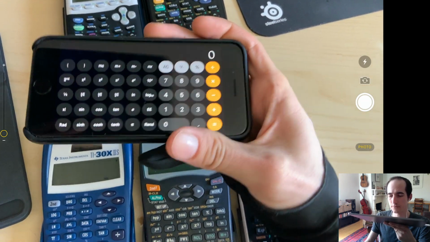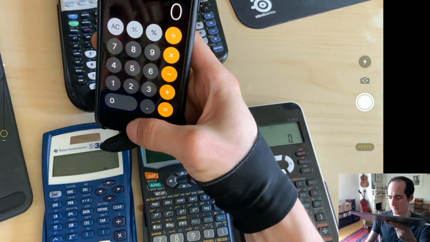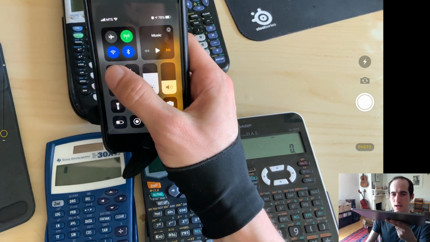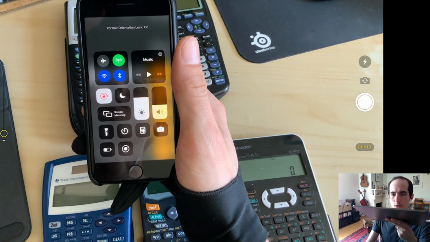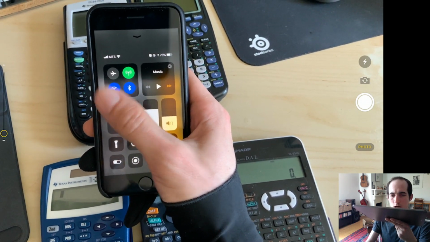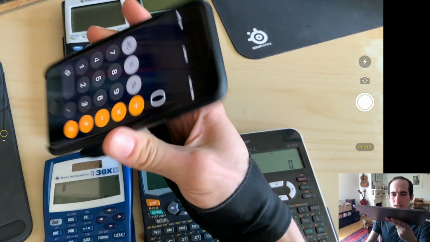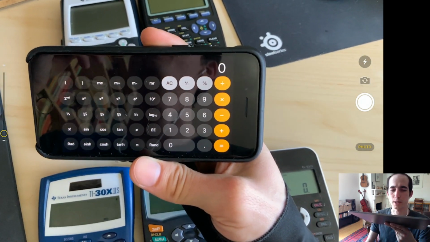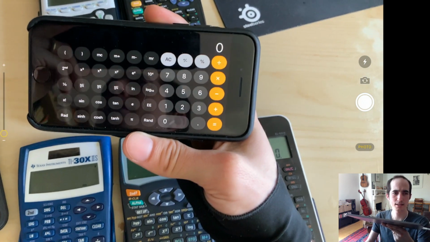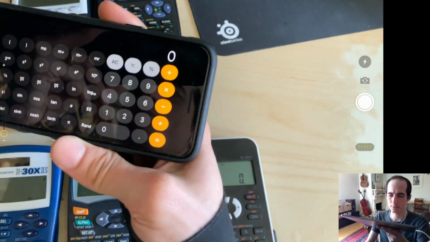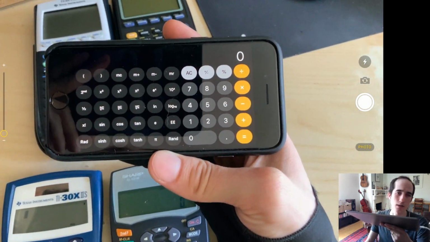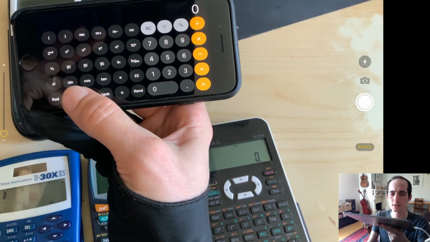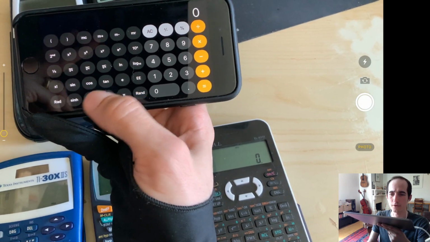You have to make sure that on your lock screen the portrait orientation is not locked. So you have to unlock that, and then when you rotate your phone, it'll automatically show a whole bunch of new buttons. And I think it's a similar story for Android, but I stand to be corrected. I'm pretty sure Android lets you take the sine of numbers as well. So there are the sine, cos, and tan buttons on your iPhone.